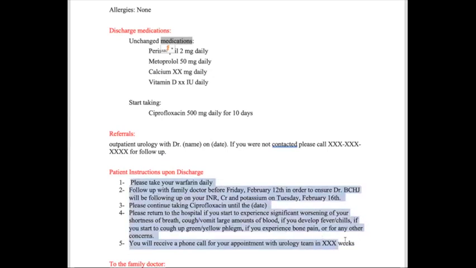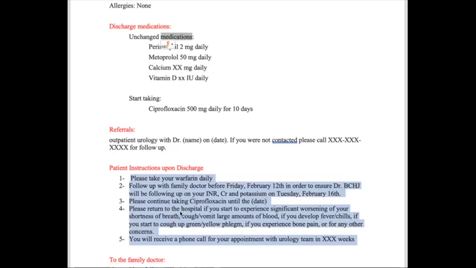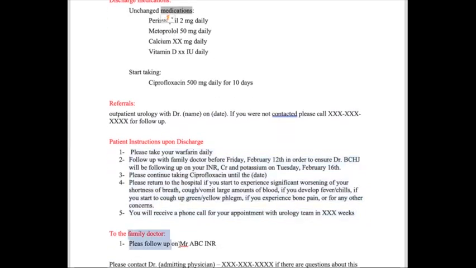It really simplifies things for them. So this paragraph, I believe, is very important, and it's important to write it in plain English. Don't use medical jargon, and make it as simple as possible. Imagine you are asking one of your parents or a family member to read it. If they can't understand it, the patient can't understand it. Okay? And then instructions to the family doctor.